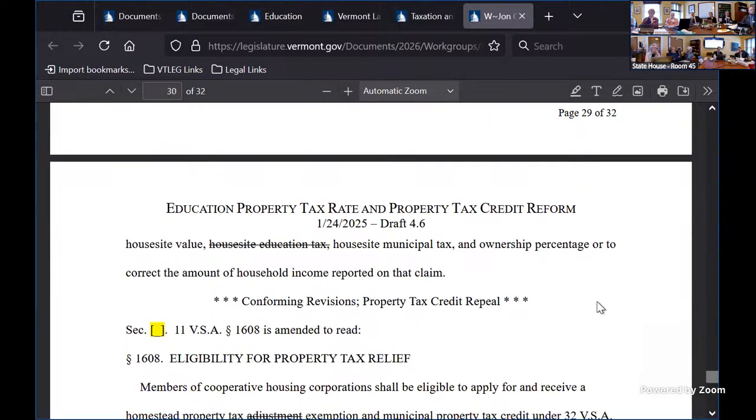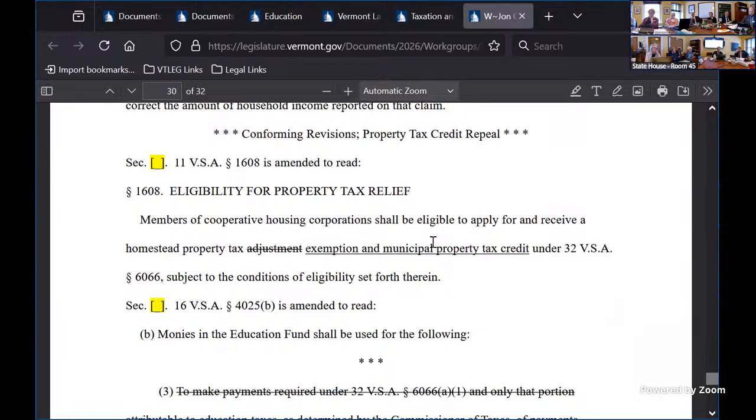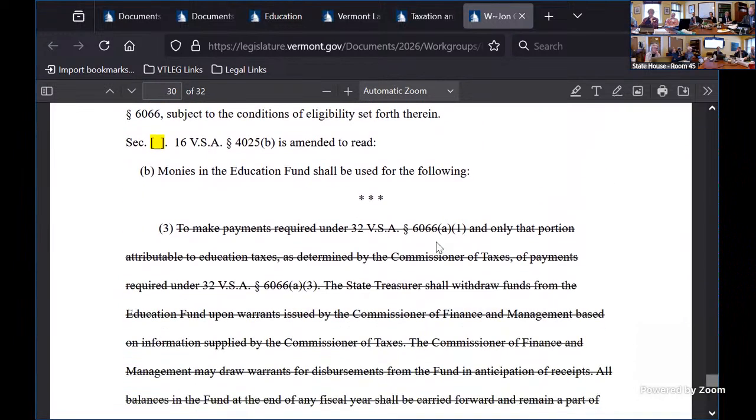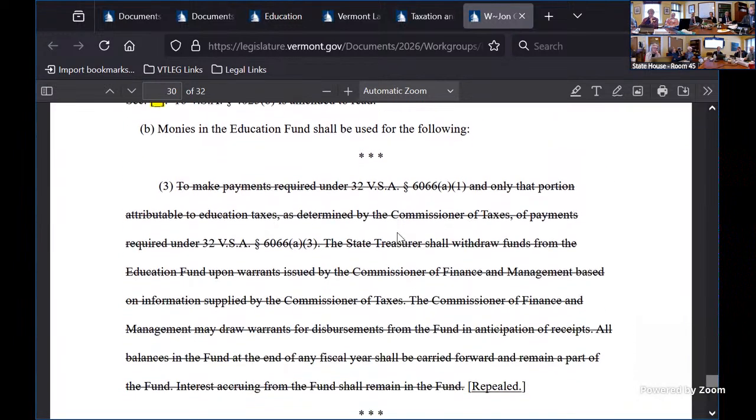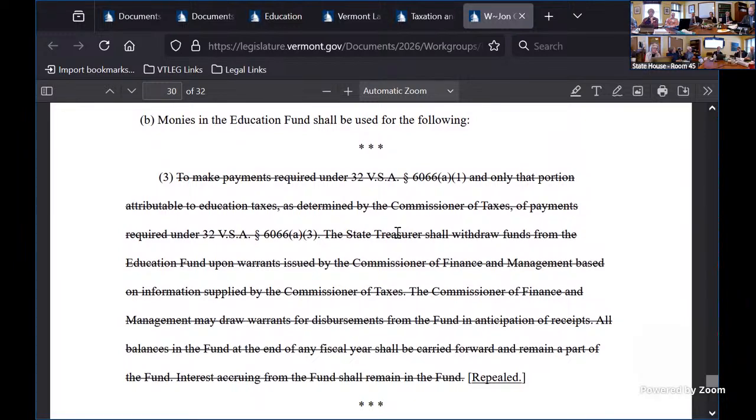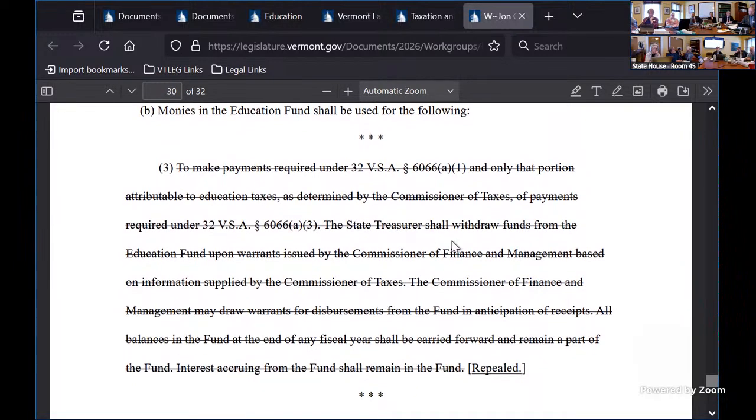Okay. More conforming revisions here to call out this big deletion that you see from monies in the ed fund. We currently make payments for that property tax credit out of the ed fund. With its removal, you no longer need this particular reference.